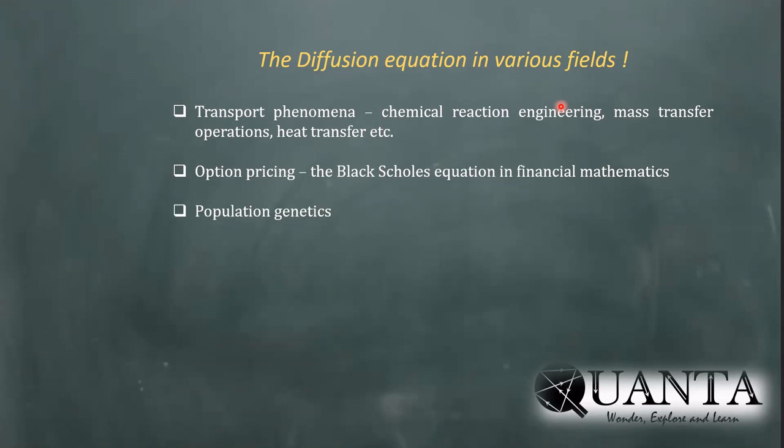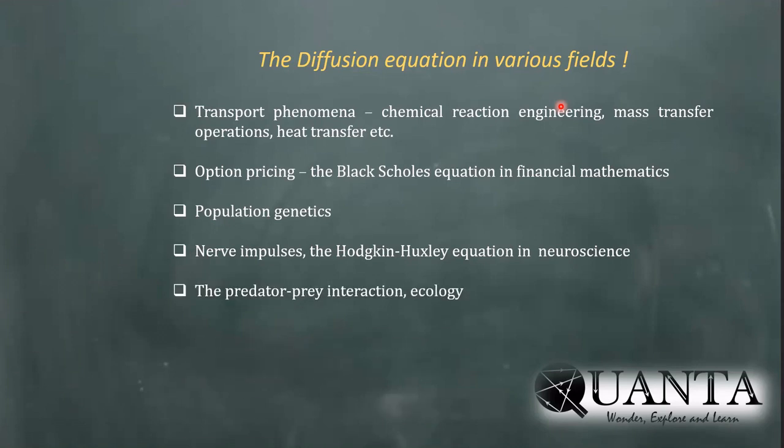Similarly, in population genetics, it is the genetic variation that is diffusing throughout the population. Nerve impulses, the Hodgkin-Huxley equation in neuroscience. The predator-prey interaction in ecology. So the diffusion equation in its multiple forms shows the underlying entity which is diffusing. So we'll restrict ourselves to transport phenomena, and in another set of sessions to option pricing and the Black-Scholes equation.